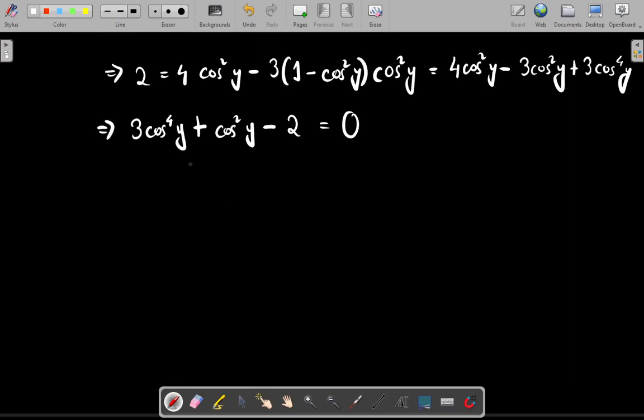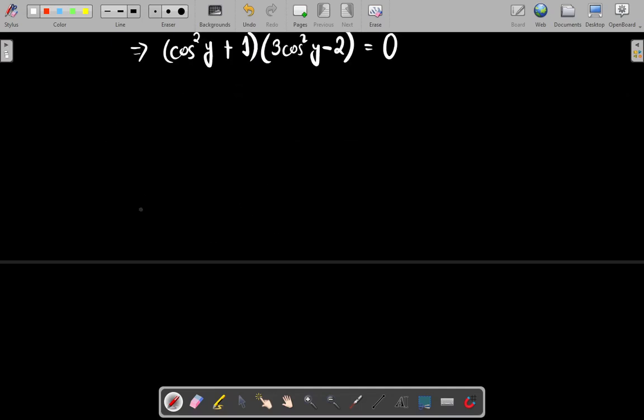Okay, so this is a quadratic equation in cos square y. So this can be factorized into, the product is minus 6, right? So this can be written as plus 3 minus 2. So this becomes cos square y plus 1 times 3 cos square y minus 2, right? We have 3 cos to the power 4 y minus 2, and this is plus 3, so plus 1 and then minus 2.